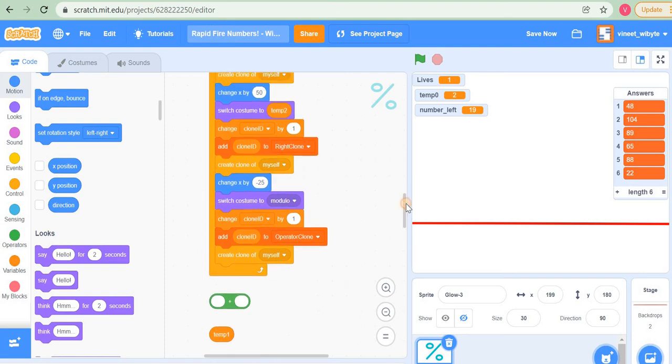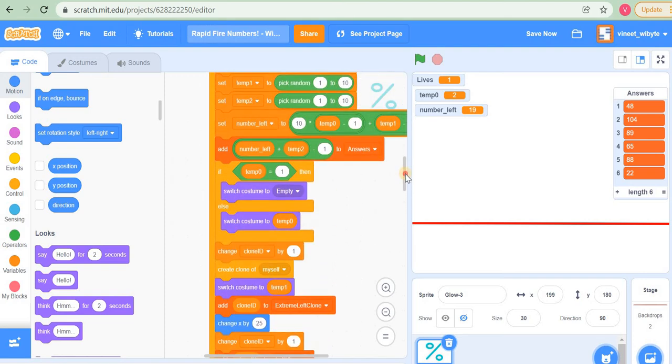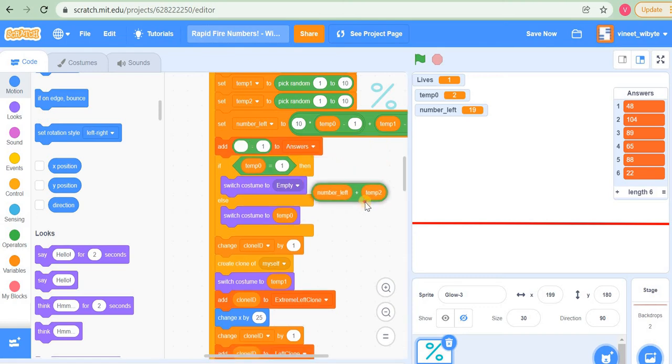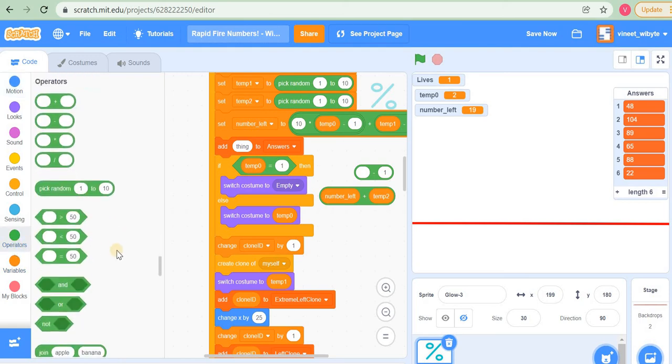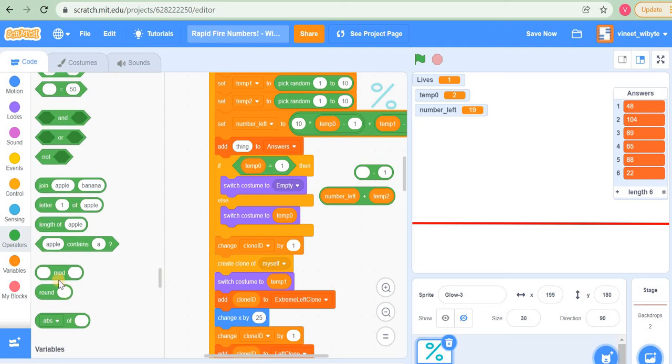Now we must change the answer also. Answer can be changed quite easily, because now instead of the answer being number left plus temp 2 minus 1, it will be number left modulo temp 2 minus 1. Now again, minus 1 is because of the costumes. We've talked about this before. So I will go and use an operator here. So I'll use this mod operator. I'll go and say something mod something. So add that to the answers.